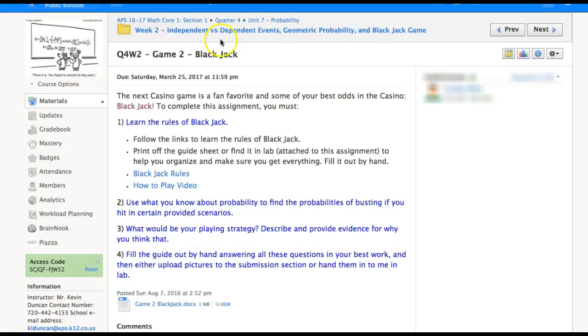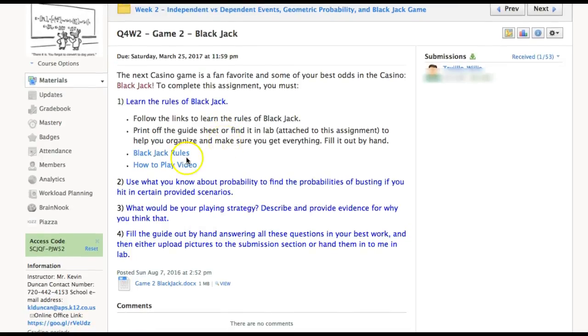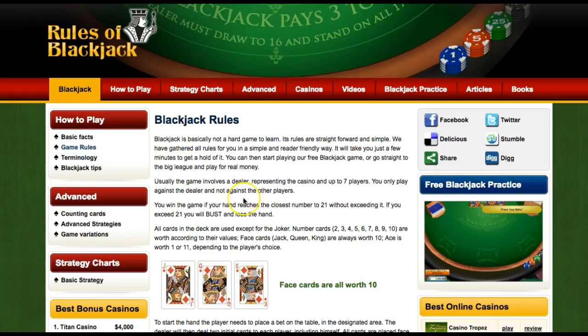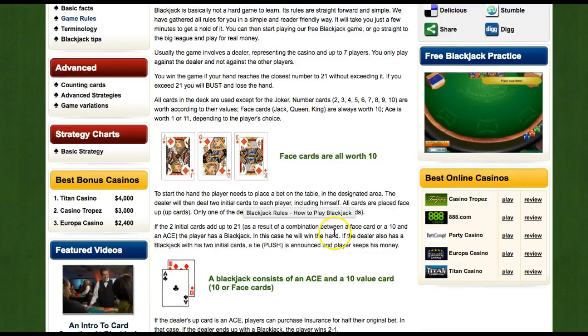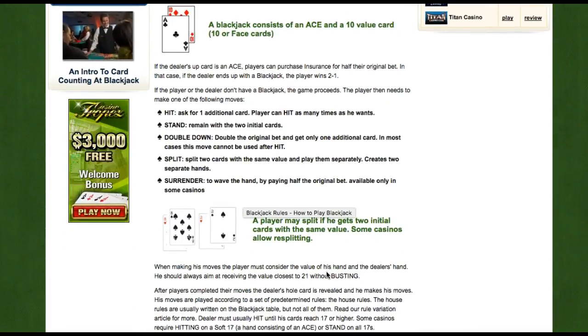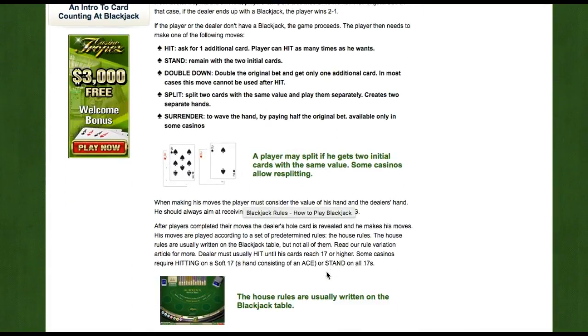Okay, this week's game is Blackjack, and just like the last time, you're going to learn the rules. You're going to follow these links. First link will take you to a page that looks like this. It's just laying out the rules. Blackjack is really simple. You're just trying to get to 21 and not go over.